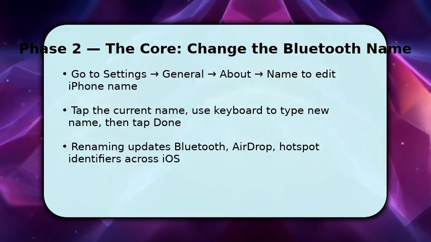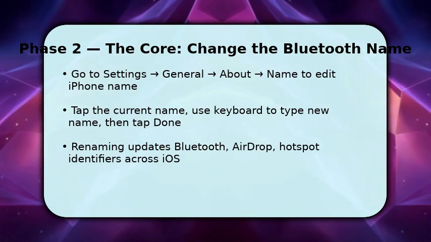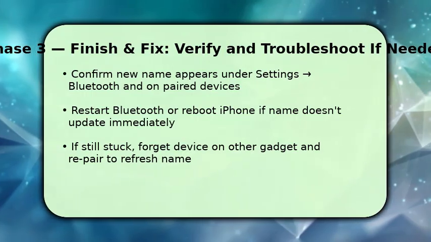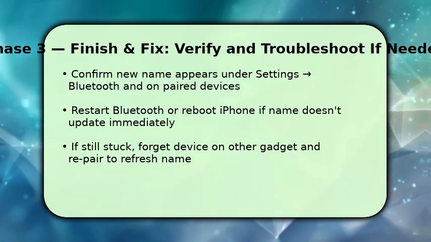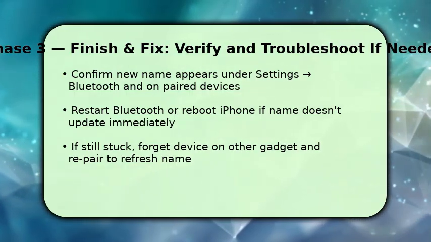You finish by verifying the change. Open Settings, Bluetooth and check the displayed name, then confirm on any paired device. If it doesn't update, turn Bluetooth off and on, or reboot your iPhone to force a refresh. Make sure nearby devices rescan.